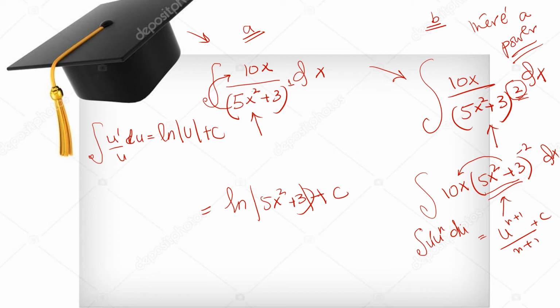So we write the u. U is the inner function, that means 5x squared plus 3. We add 1 to the power, so minus 2 plus 1 gives you minus 1. In the denominator we write n plus 1, so minus 2 plus 1 gives you minus 1, plus c. See very closely the difference: if in the denominator the power is 1, you apply the logarithmic rule, whereas if there is some other power, then you apply the power rule.